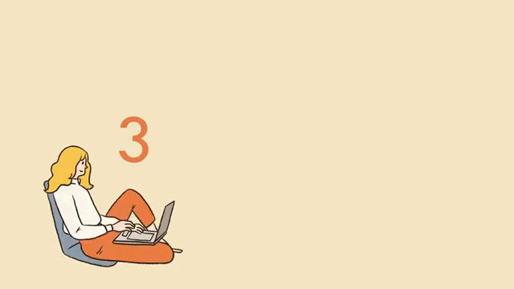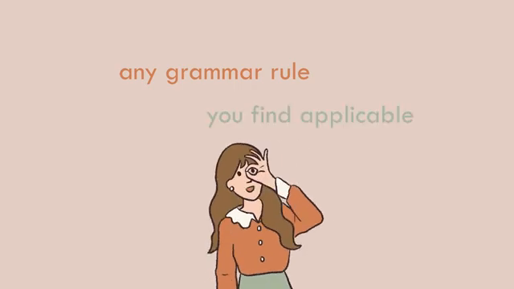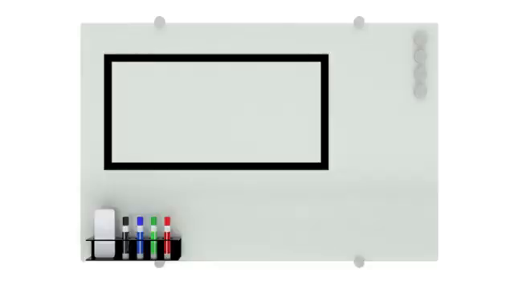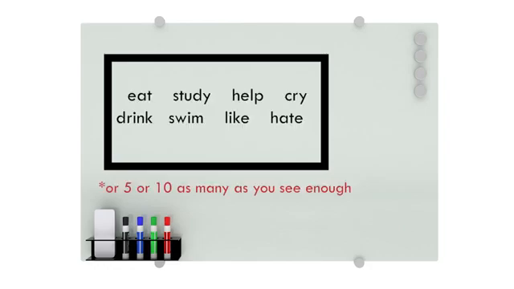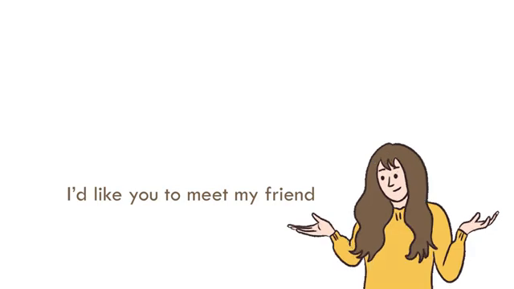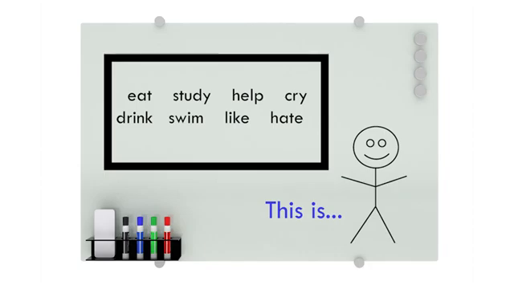The last game is perfect to revise any tense in English or any grammar lesson you find applicable. After teaching the intended tense, let's say simple past, draw a box on the board and ask the students to name some verbs. Choose at least 8 verbs. Tell the students that you're going to introduce an imaginary friend, give that imaginary friend a name, and maybe draw a stick figure of it on the board too.